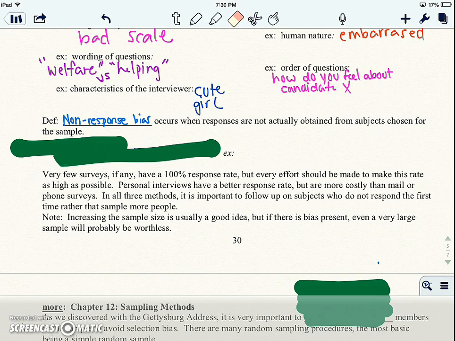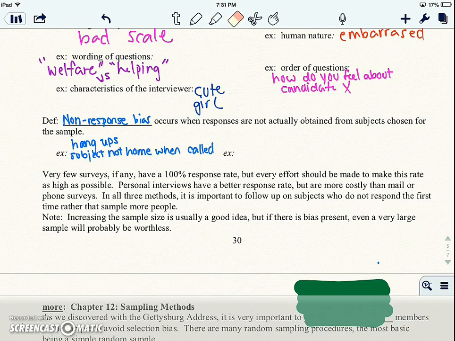Okay, so the next definition is non-response bias, which occurs when responses are not actually obtained from the subjects chosen for the sample. So you may say, I'm going to call every person in a neighborhood in Sandy, but when you call those numbers, people hang up or they weren't home when you were called. You now have non-response bias. Maybe you called during the day when people worked, and so only people that answered the phone are people that don't work, retired people or stay-at-home moms, which is going to bias whatever question you're asking them, okay?